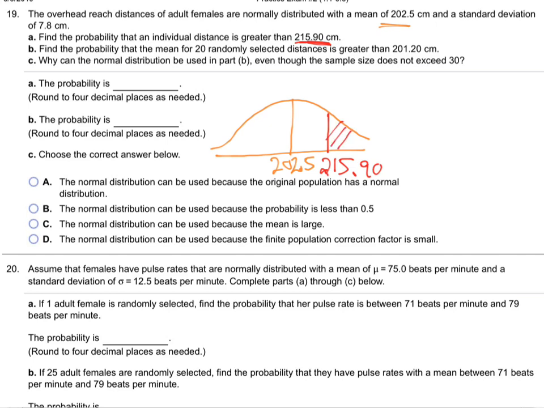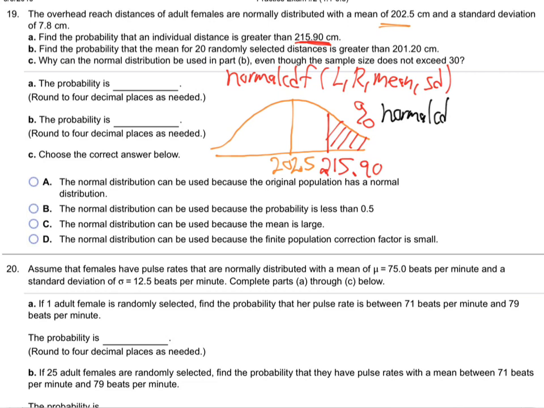215.90. Greater is to the right, and they want the probability, the percentage. So is that normal CDF or inverse norm? Normal CDF, because I want that percentage. Normal CDF is always left edge, right edge, mean, standard deviation. So what's the left edge? 215.9. Yeah, it's the left edge of the chunk of shading.